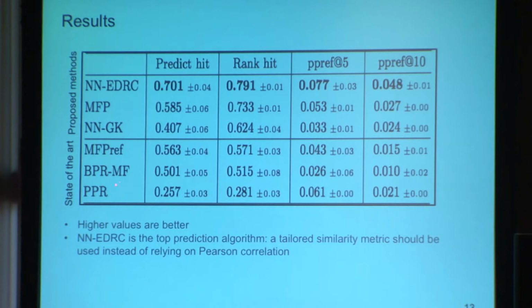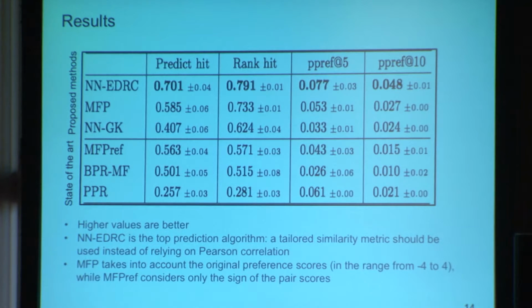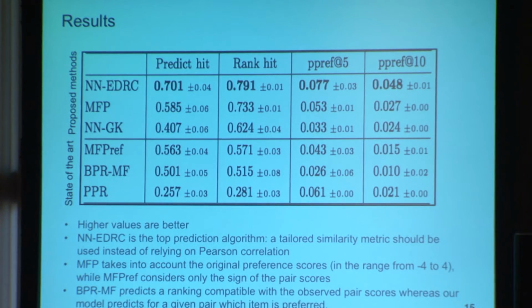Below the line is a baseline, and above are our proposed approaches. As you can see, EDRC is the top algorithm, which says that when you have pairwise preferences, a tailored similarity can be used. And our contribution, matrix factorization, is again able to give better results. In addition, it is able to take into account values from -4 to 4. And finally, with our models, given a pair, they try to predict which item the user prefers, whereas BPR tries to predict a ranking based on the observed scores.